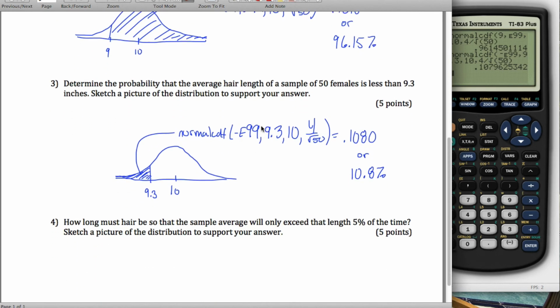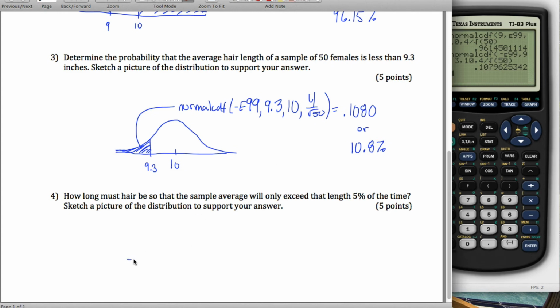Okay, moving on. Last part. This question's hard. This last one's a little bit different. Shape, still approximately normal. I could still draw that little picture. Center, still 10, no problem. What it's now asking me is how long must hair be? So it's not giving me this 9.3, it's asking me for it. How long must hair be so that the sample average, the sample still being these 50 females, will only exceed this length 5% of the time? There's some length out here. I don't know what it is equal to, but I do know that the probability that we're greater than that value, maybe I'll use x naught as my notation, is given to me to be 5%.